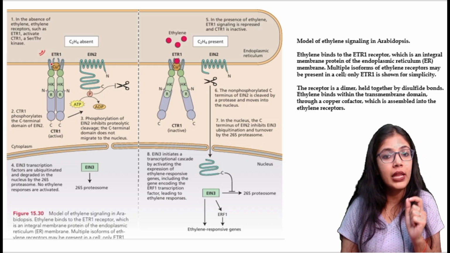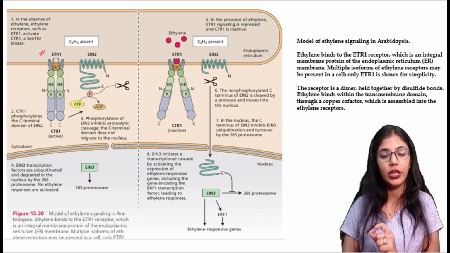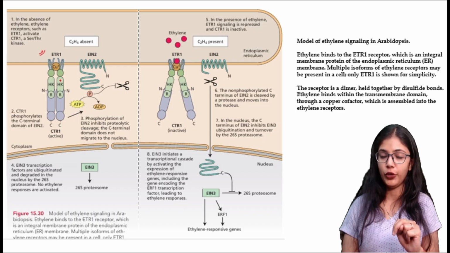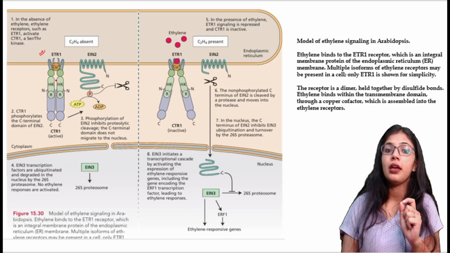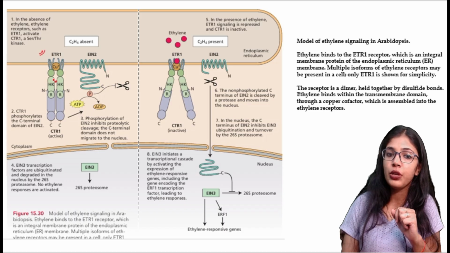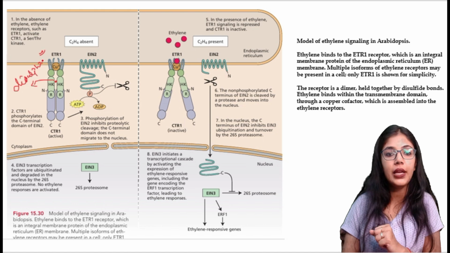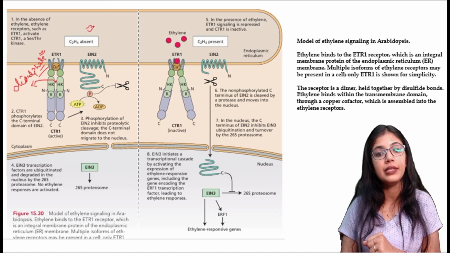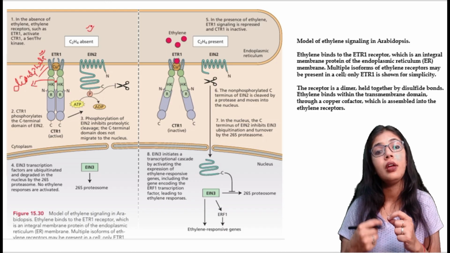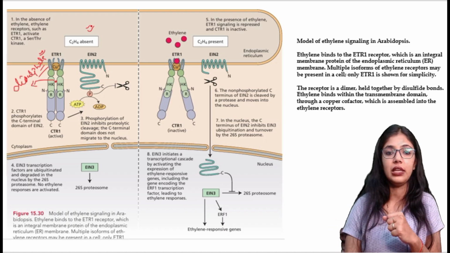This ETR1 is a homodimer and an integral membrane protein. It is made up of two similar integral membrane proteins, which are attached together by a bond known as a disulfide bond. In the first case we will see what happens when there is no ethylene. In the second case we will see what happens in the presence of ethylene.